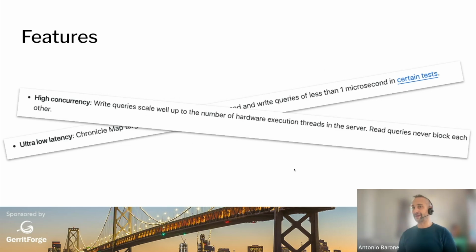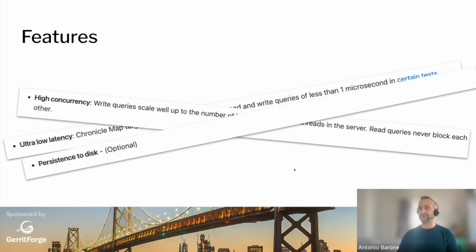So the beefier your machine, the higher the concurrency ChronicleMap can handle. And also they promise that read queries never block each other, which is really appealing if you're trying to build a caching system for Gerrit. And last but not least, they provide persistency. So if we are hoping to replace H2 with a library that implements caching for us, we also need to have something that implements persistency, because as you guys know, Gerrit has not only in-memory caches, but also persistent caches.